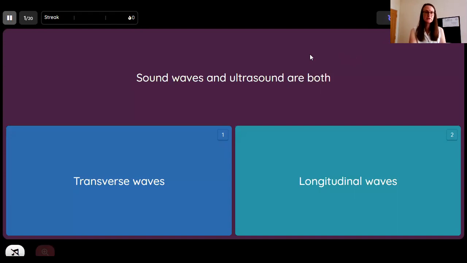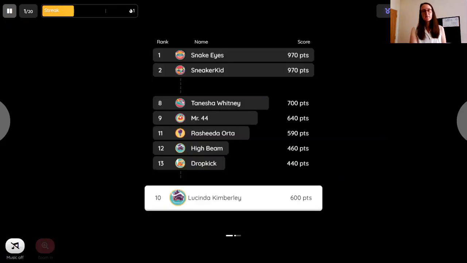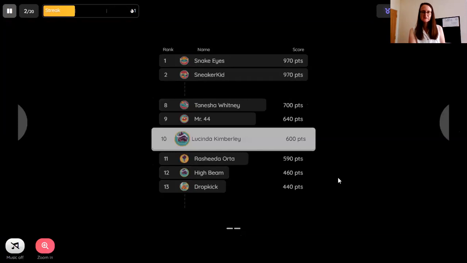So hopefully on your screen you can see the quiz, and we've got sound waves and ultrasound are both, and you should click longitudinal waves because they are longitudinal waves. Light, the electromagnetic spectrum, is a transverse wave.